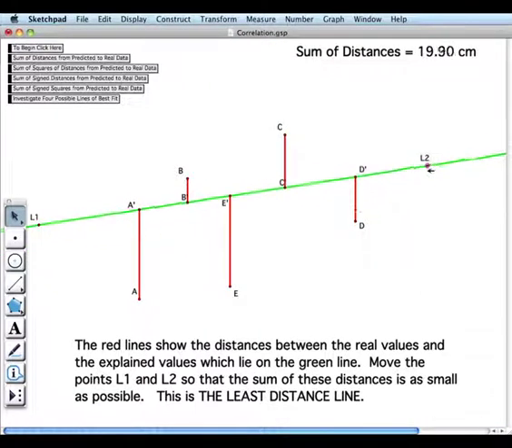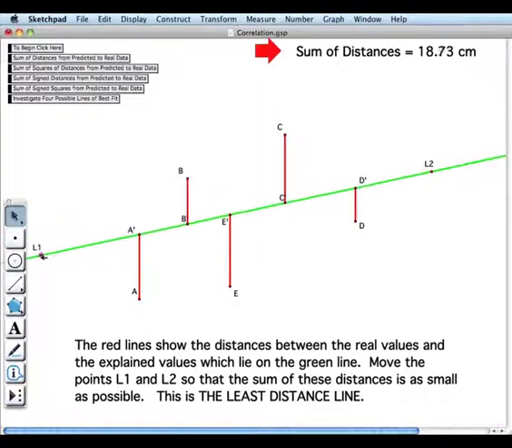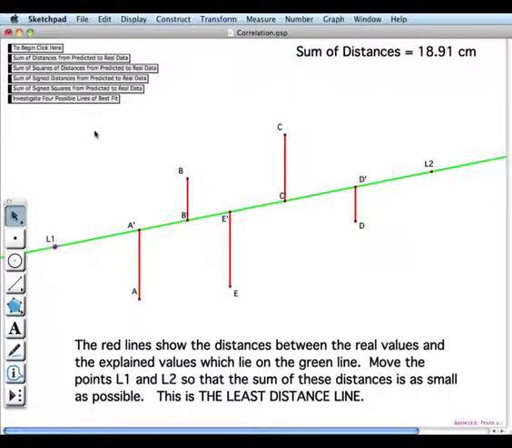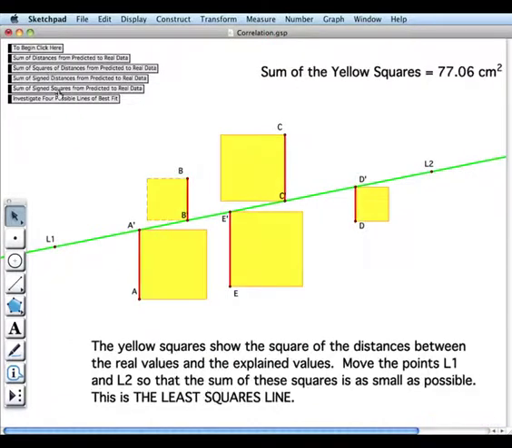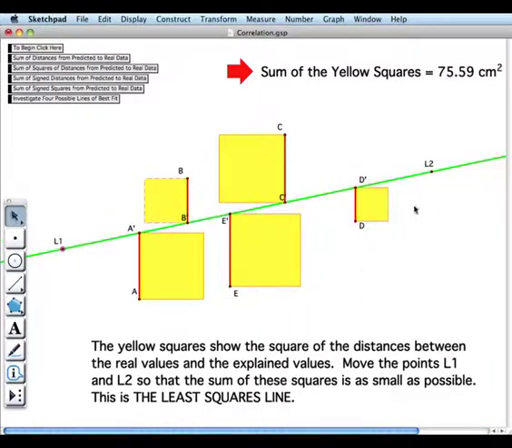In the first case, the line of best fit will be defined to minimize the sum of the simple straight line distances from the points to the line. In the second case, the line of best fit will be defined to minimize the sum of the squares of the distances from the points to the line.